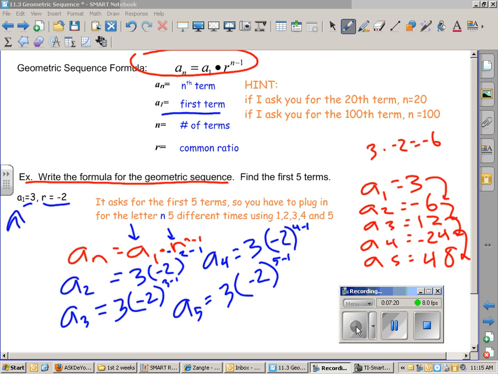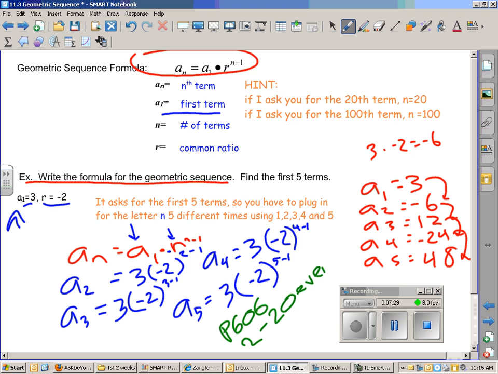Homework is page 606, 2 to 20 even. And make sure for those last few problems that you are writing the first 5 terms.